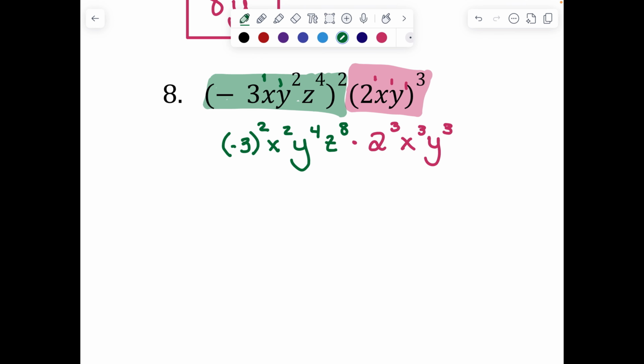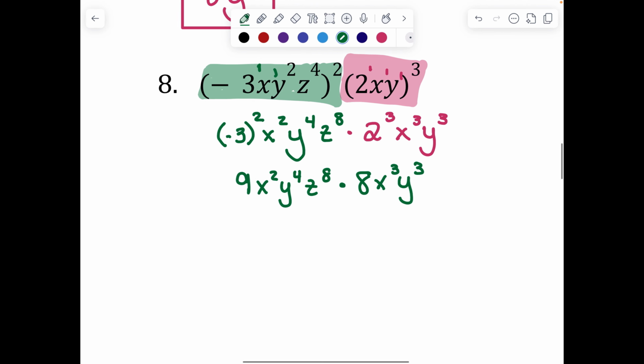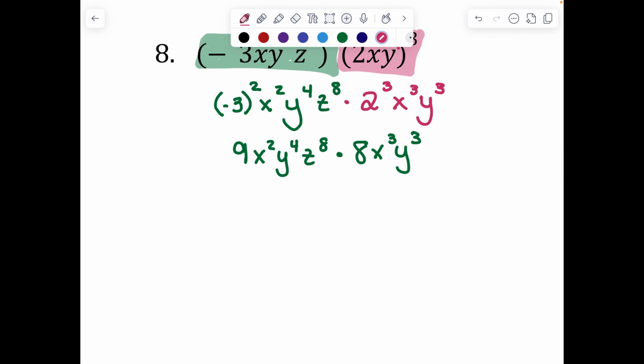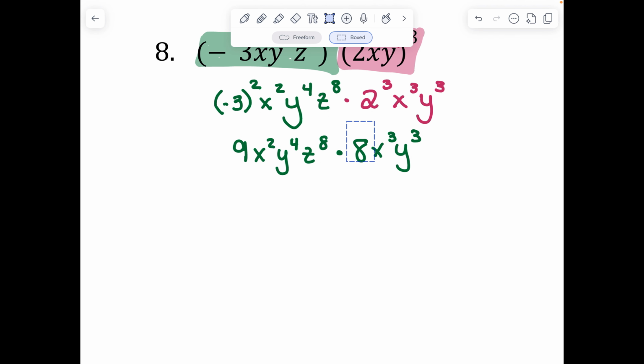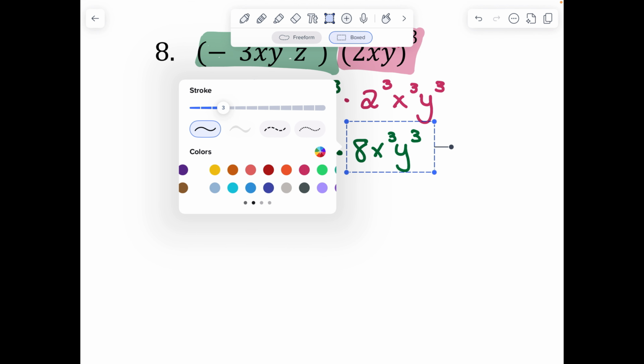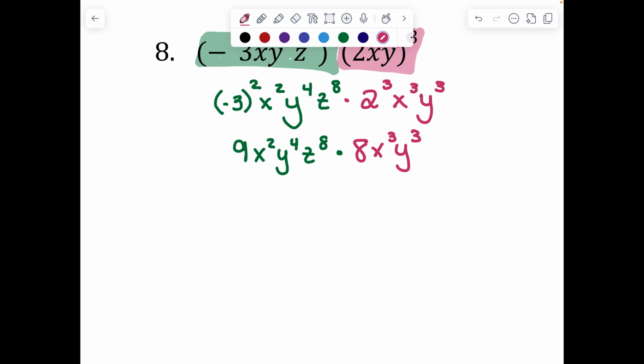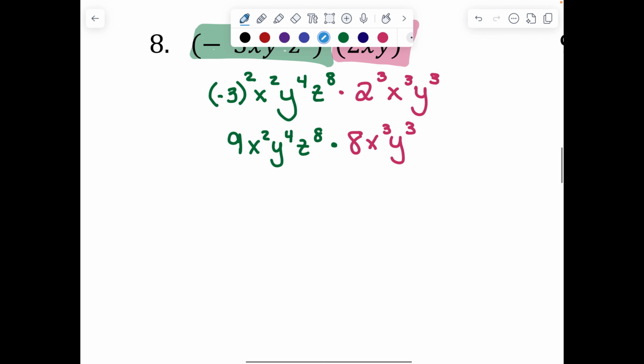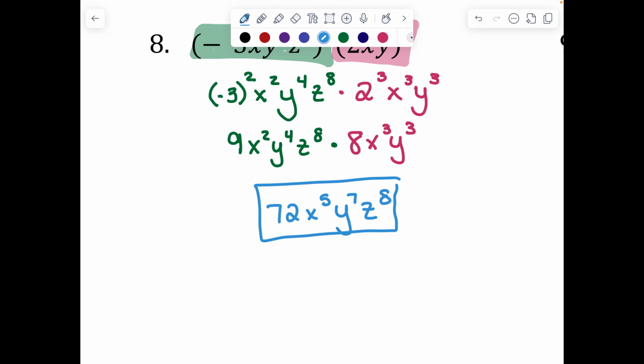Now I'm just going to evaluate those coefficients. So I have 9x squared, y to the 4th, z to the 8th, times 2 to the 3rd, which is 8, x to the 3rd, y to the 3rd. Now I'm just going to multiply these two. Probably keep this a different color. So multiply our coefficients, add our exponents. So 9 times 8 is 72, x to the 5th, y to the 7th, and then z to the 8th just stays as is because there's no z to add it to from the 2nd term.